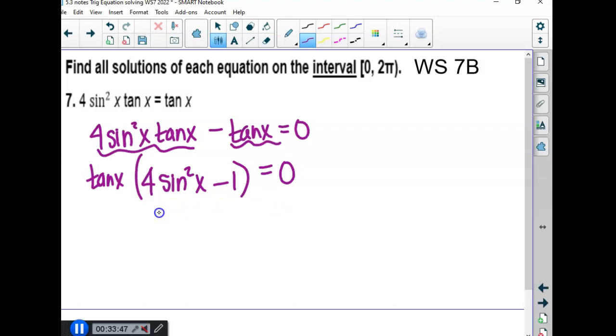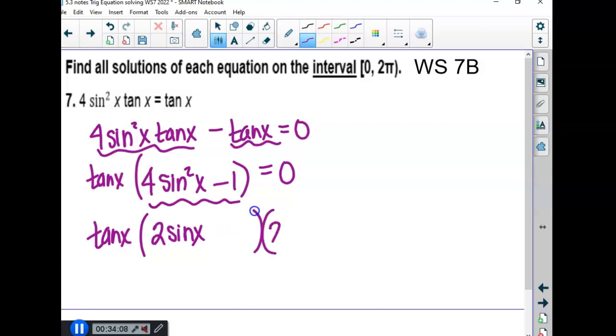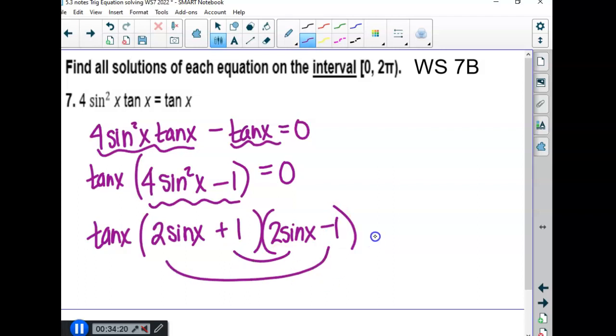Okay. Is that fully factored? Aren't those both perfect squares? 4 is a perfect square, sine squared, minus 1. So how does that factor? 2 sine x and 2 sine x. Factors of negative 1 are plus 1 and minus 1. Do you see where that middle term would cancel out if you FOILed it all together?